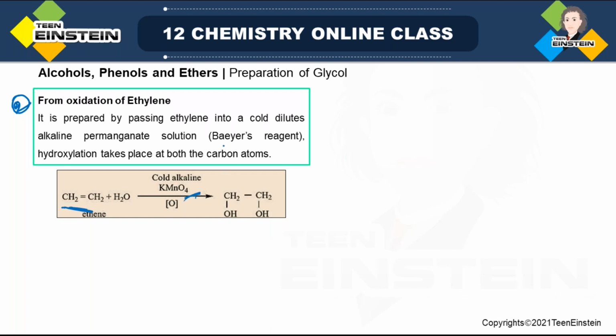This alkaline permanganate solution is also known as Bayer's reagent. You should also remember this name, because if in a question, instead of permanganate, it is mentioned that the reaction is in the presence of Bayer's reagent, you can understand, so please remember this term also. It is basically dihydroxylation because two OH groups are added to the CC double bond.